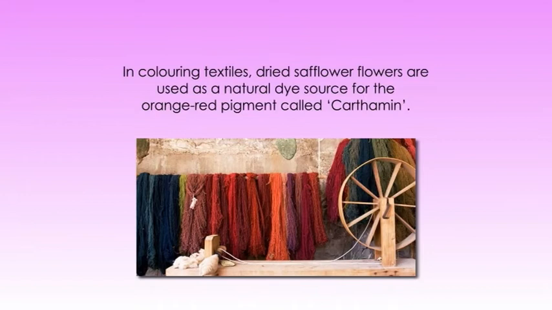Now let's come to economic importance of safflower. Flowers of safflower are occasionally used in cooking as a cheaper substitute for saffron. In coloring textiles, dried safflower flowers are used as a natural dye source for the orange-red pigment called carthamine. It is used for alleviating diseases like hypertension, spondylitis, angina, arthritis, constipation, menstruation disorders, and hypercholesterolemia. It contains amino acids and minerals such as potassium, calcium, magnesium, and iron.